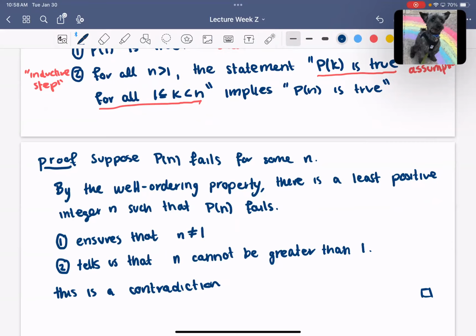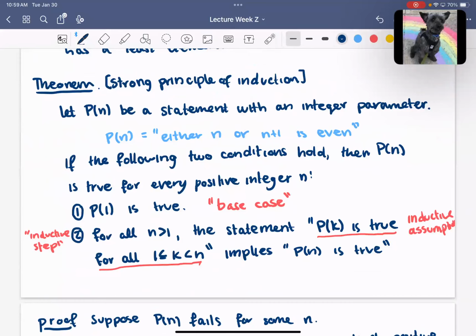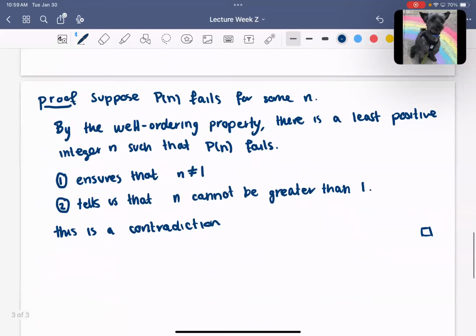Okay, so that was a very brief treatment of strong induction. In order to illustrate further how we might use this to prove statements, we'll go back and prove the lemma. But before we do that, are there any questions about this? Yeah. So this is the proof for this theorem, the strong principle of induction. Good. Other questions? Okay, so let's go back and prove the lemma.